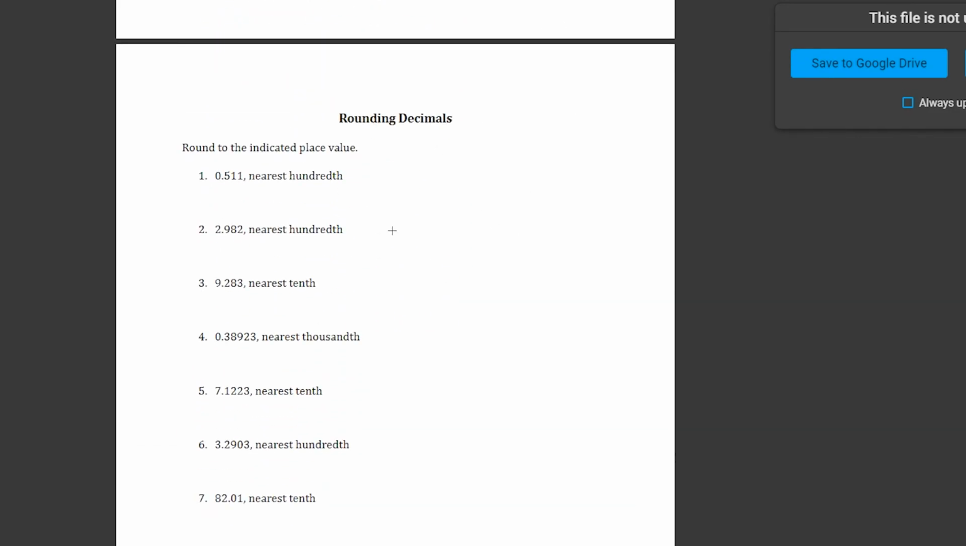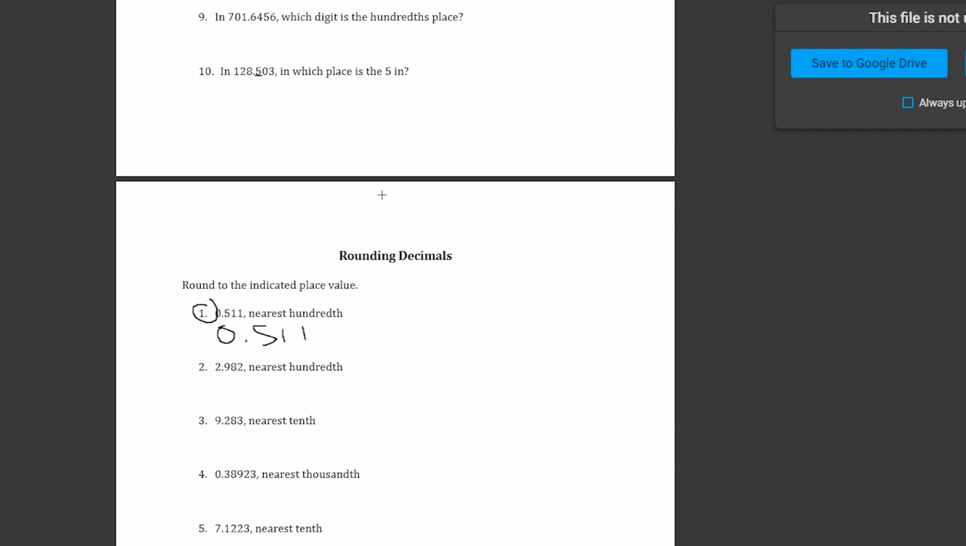For the second page, we're going to be rounding decimals to the indicated place value. For number 1, we have 0.511, and we're rounding it to the nearest hundredth. First, we need to find which number is in the hundredth place. The hundredth place is 2 digits to the right of the decimal point, so that'll be 1, 2. So this 1 is in the hundredth place.